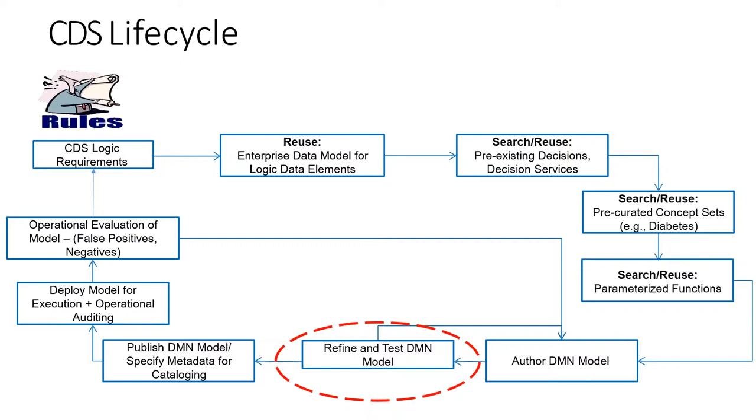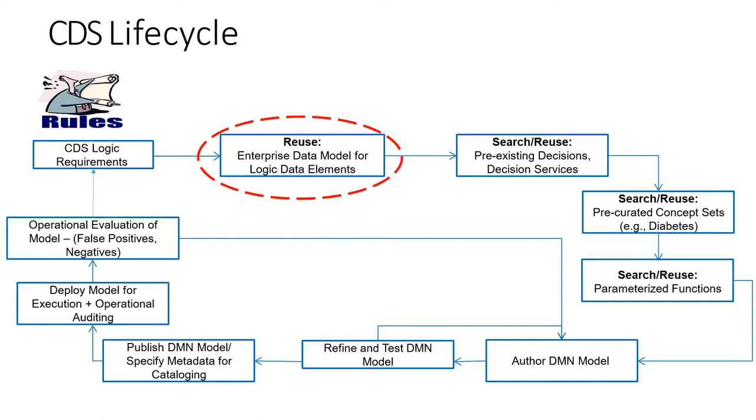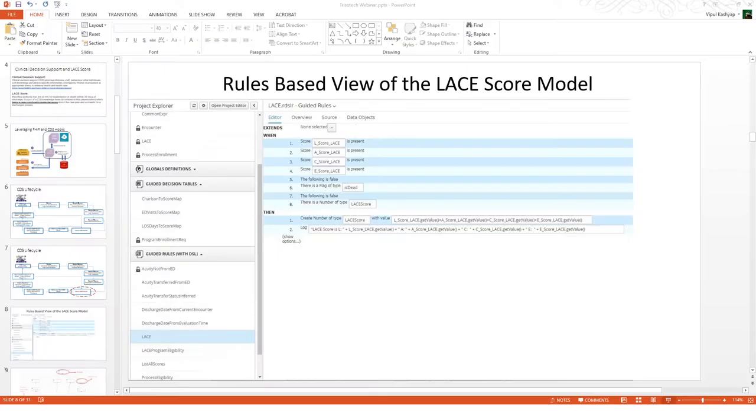Okay, now I'm going to step through the first four boxes which talk about search and reuse. Because where it comes to time to market, and when it comes to standardization of logic and reuse, I think the ease of reuse and standardization is one of the most productivity enhancing parts of DMN. So I'm going to show you how easy it is to reuse the enterprise data model for logic data elements.